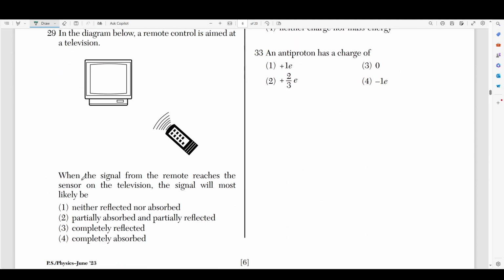Moving on to number 29, it says, in the diagram below, a remote control is aimed at a television. When a signal from the remote reaches the sensor on the television, the signal will most likely be partially absorbed and partially reflected. This happens all the time, right? You're never going to have a laser beam or a particle or a wave that's going to be 100% absorbed. Most of the time, it's going to be reflected or refracted off of the screen. That's just how physics works. It can't be completely reflected or completely absorbed because it's not perfect. It's just a consumer television. And if it was neither reflected nor absorbed, that means remotes would never work, which is false. It's always going to be partial.